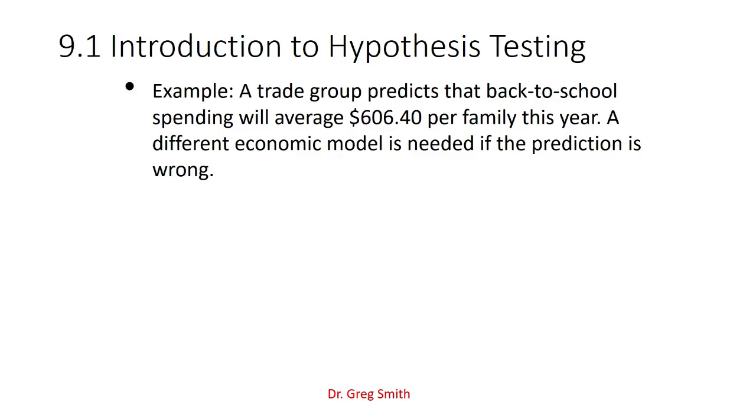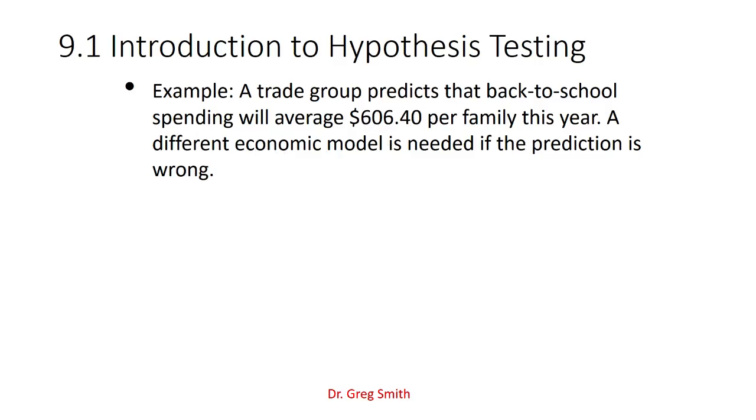you have a particular trade group that predicts that back-to-school spending will average $606.40 per family this year. Will average, that's an exact value. A different model is needed if the prediction is wrong. So it's will equal this or won't equal that.